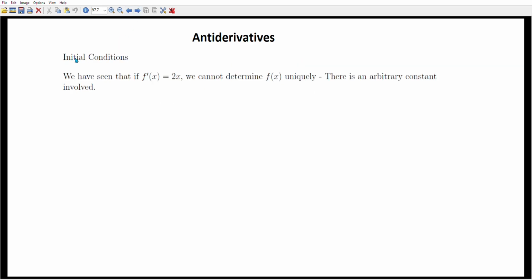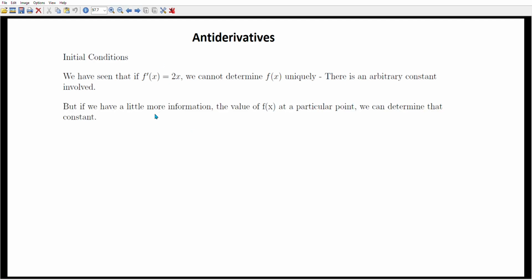Now, let's talk about initial conditions. What we mean here is that if you have f prime of x equals 2x, we cannot determine f of x uniquely. There's an arbitrary constant involved. The antiderivative is going to be x squared plus c. But if we have a little more information, the value of f of x at a particular point, we can determine that constant.